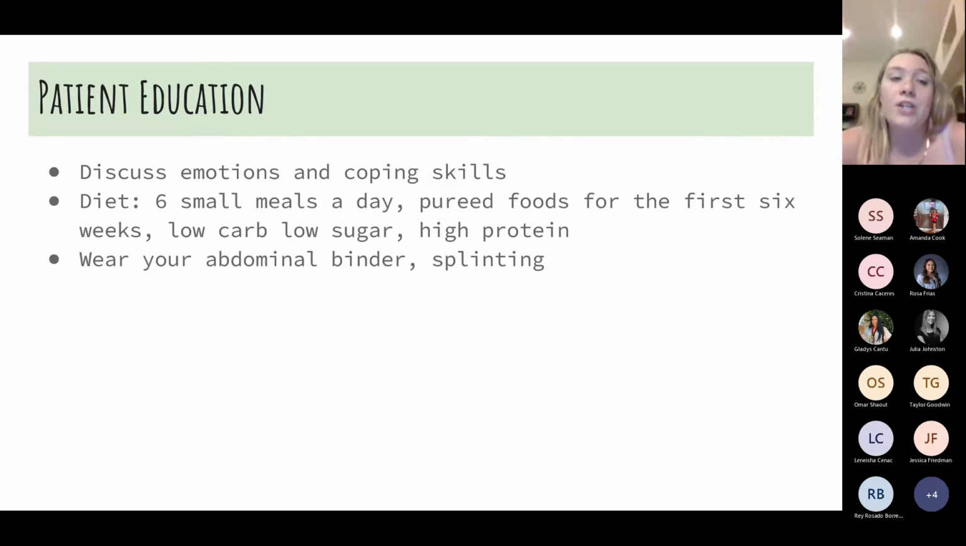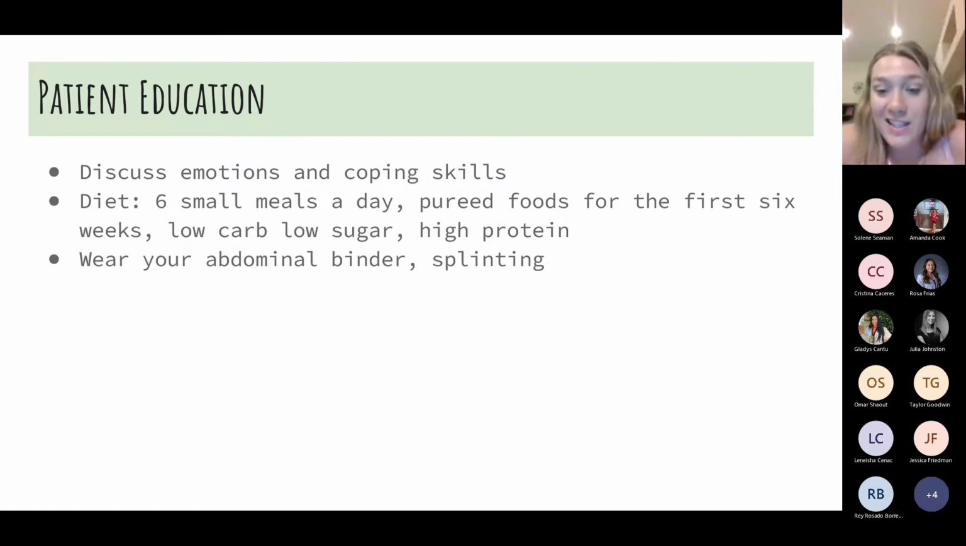Again, part of our education, we want to discuss emotions and coping skills, and diet, ideally 6 small meals a day. Their stomach size has been drastically reduced. So they might have been able to hold, if you have a 32-ounce water bottle, that might be how big their stomach was. Now we cut and removed a lot of stuff. Maybe now they can only have a little 8-ounce water bottle. That might be the size of their stomach. So just keep that in mind.